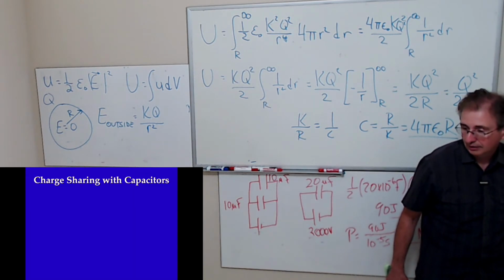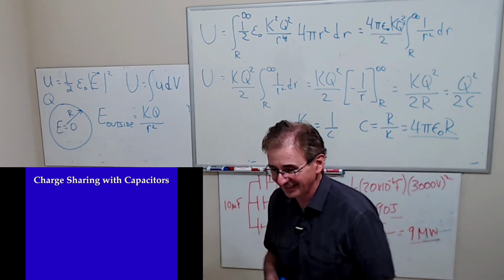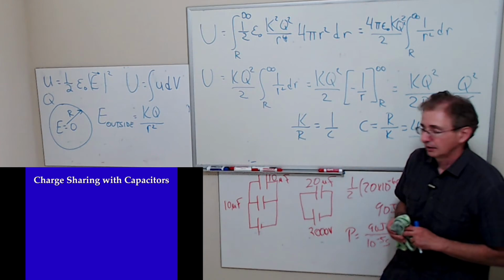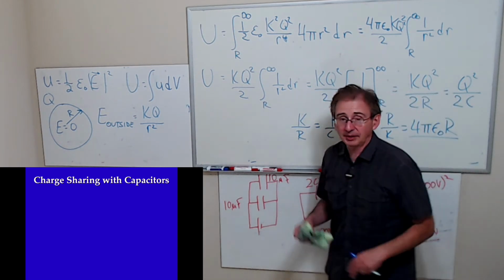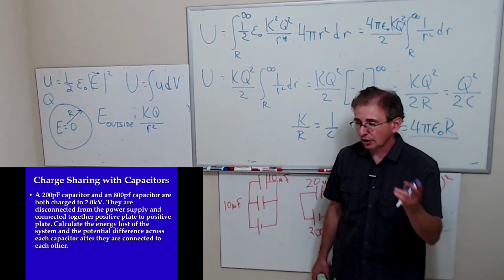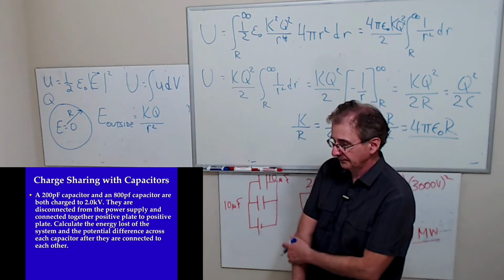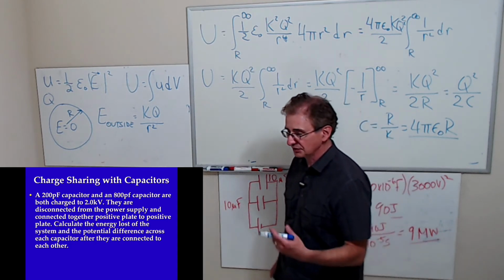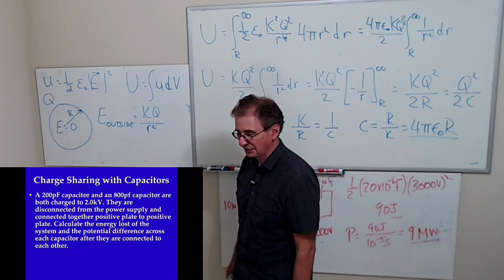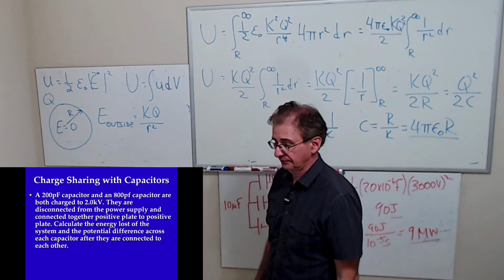All right. So I want to go back to charge sharing again, because you get problems in this chapter on charge sharing. Suppose I have 2 capacitors. I have a 200 picofarad capacitor and an 800 picofarad capacitor. I think this is almost the same problem that was asked of me as a student. I thought it was an interesting problem. Okay, and each one of them is charged to 2 kilovolts.